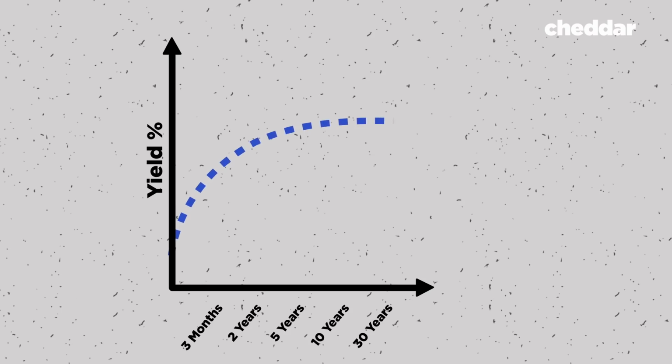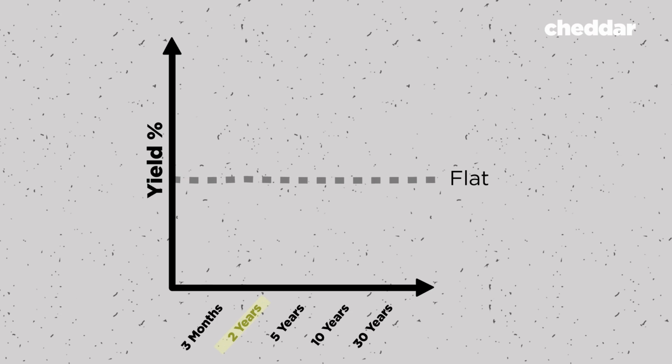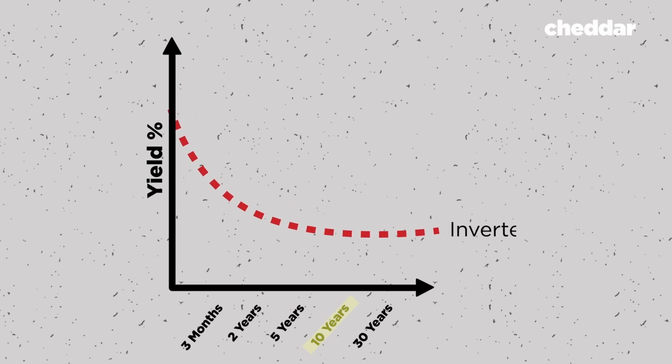The yield curve that economists like to talk about is the comparison of returns on US Treasuries of different maturities. 3 months, 2 years, 5 years, 10 years, and 30 years. A normal yield curve shows more yield the further out you go, just like you'd expect. But an inverted yield curve shows the opposite.